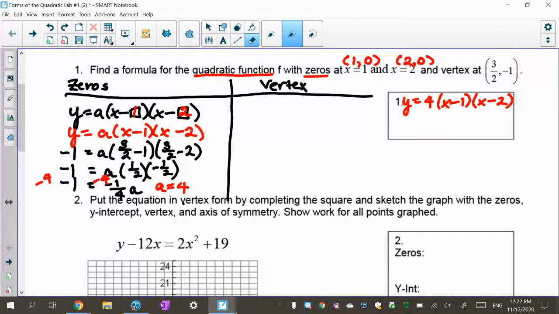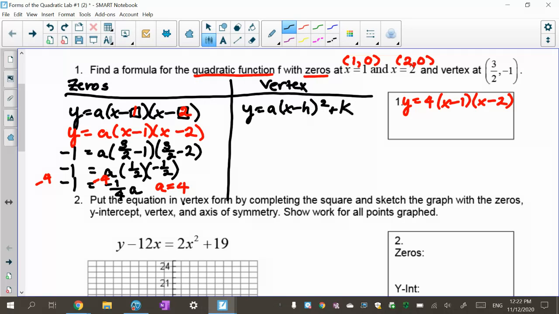Now I'm erasing this right here. I'm going to do the vertex form. So that's y equals a(x minus h) squared plus k. Now the reason why I can use this form is because I also have a vertex. So I'm actually going to throw in the h spot and in the k spot the 3/2 and the -1. Now remember, when I throw positive 3/2 in here, it turns negative.